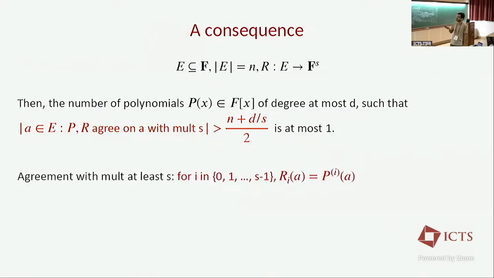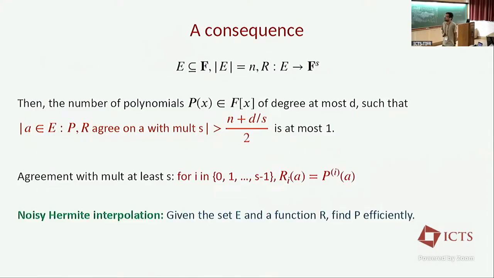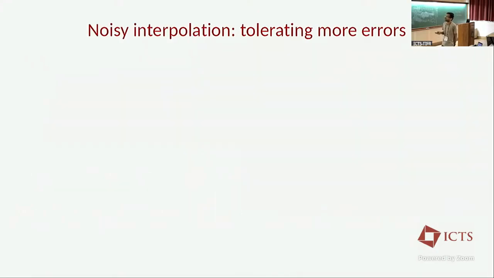By the way, agreement with multiplicity s just means that R of a is an s-tuple. We should think of that as the evaluation of P and all its derivatives of order at most s minus 1 at a. So noisy Hermite interpolation is the question of, given the set E and the function R as input, finding this unique P efficiently if it exists, or saying that there is no such P.